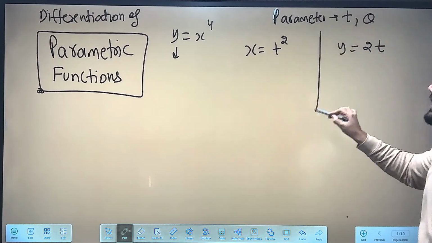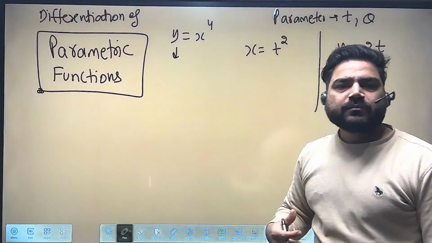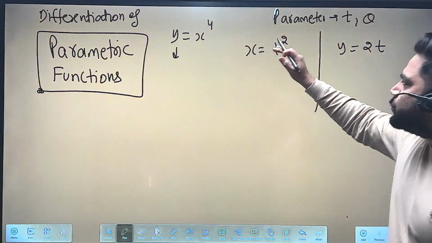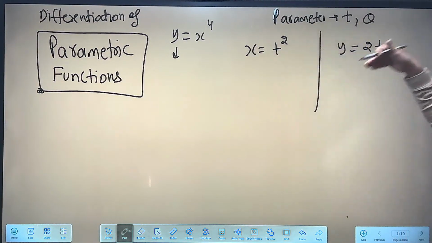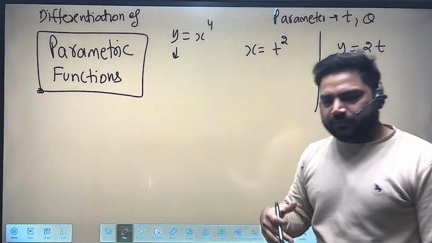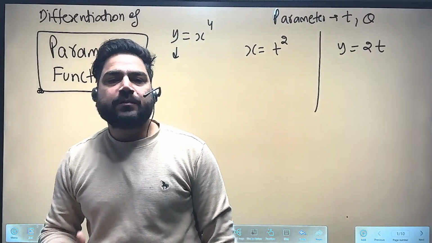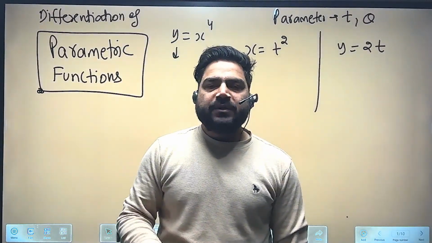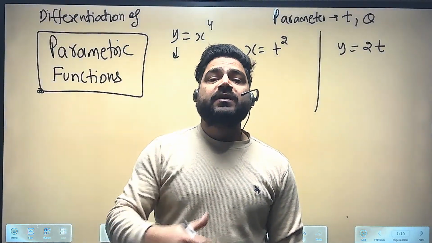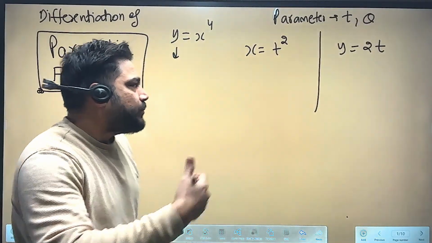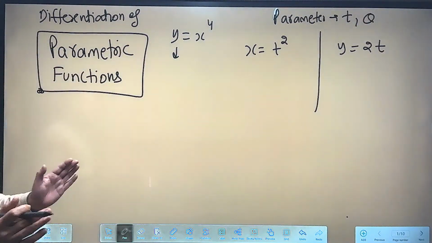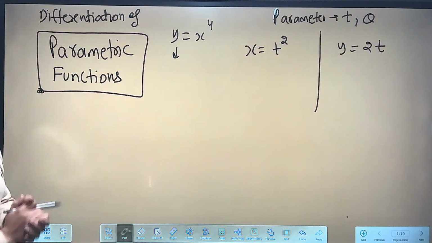So in parametric functions, x is given in terms of a parameter and y is also given in terms of a parameter. Both of them are given in terms of some parameter. The parameter may be t, it may be some angle theta, or maybe some other term, but x and y will both be given in terms of that parameter.